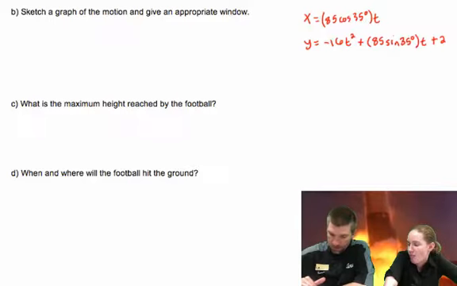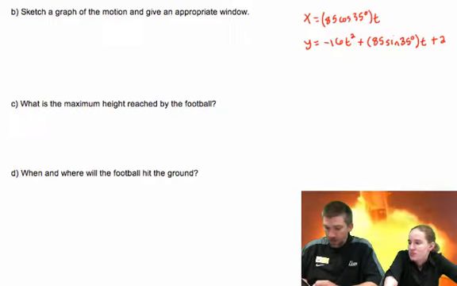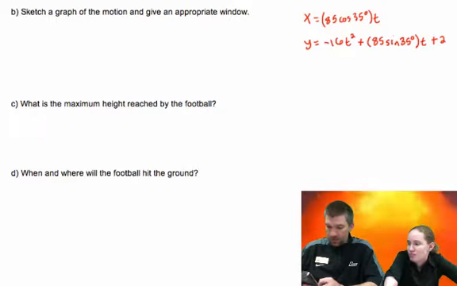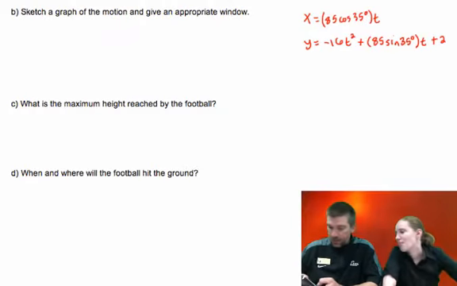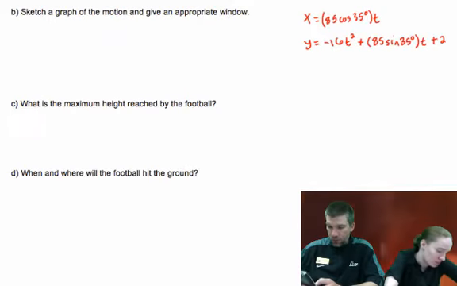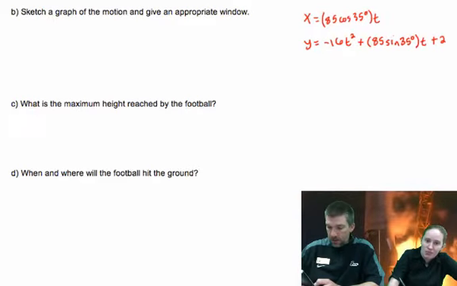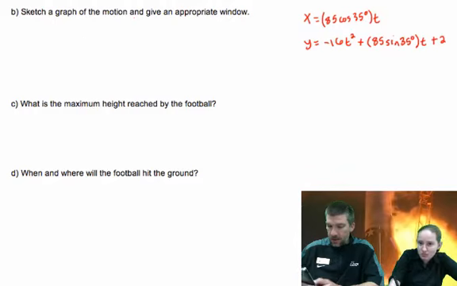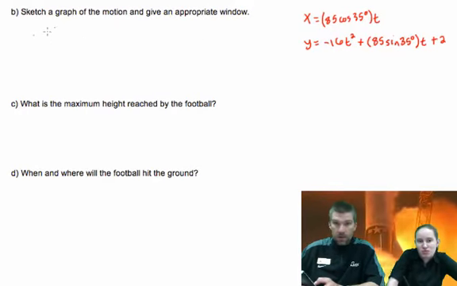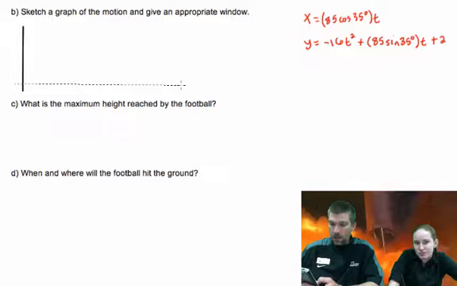Sorry, I had to clear off the old graphs. All right, so here we go. 85 cosine 35t, so cosine 35 times t. And negative 16 t squared. Did you need a degree symbol? No, I think I have it set for degrees. Okay, we'll see in a minute, won't we? But I thought I picked degrees. Plus 85 times sine 35 times t plus 2.